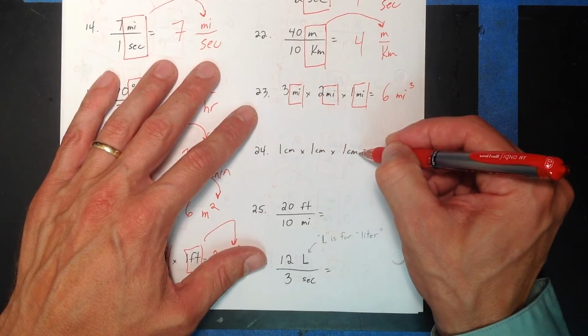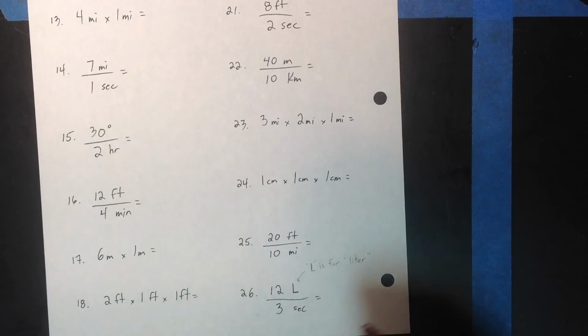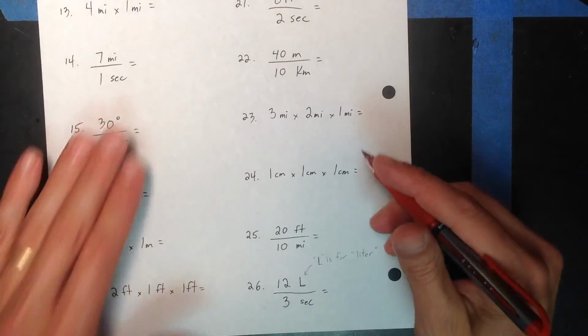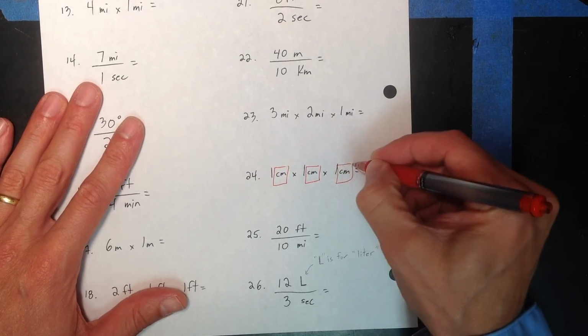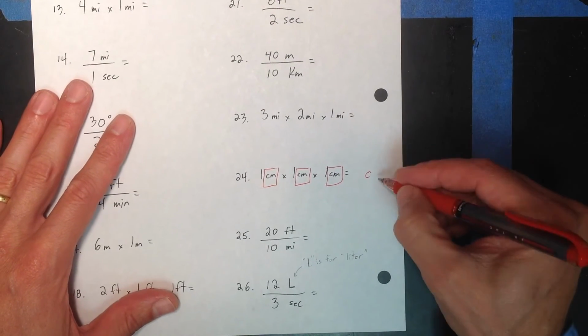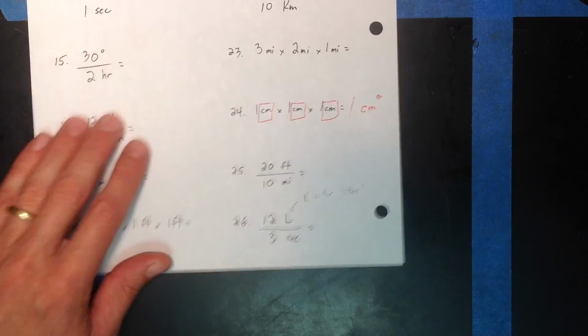1 centimeter times 1 centimeter times 1 centimeter. Okay, that was some weird technical glitch. Let's go back to this. Centimeter times centimeter times centimeter is centimeter cubed, and 1 times 1 times 1 is 1.